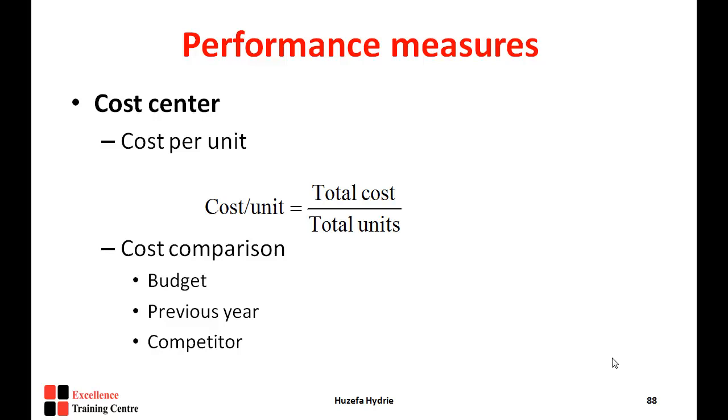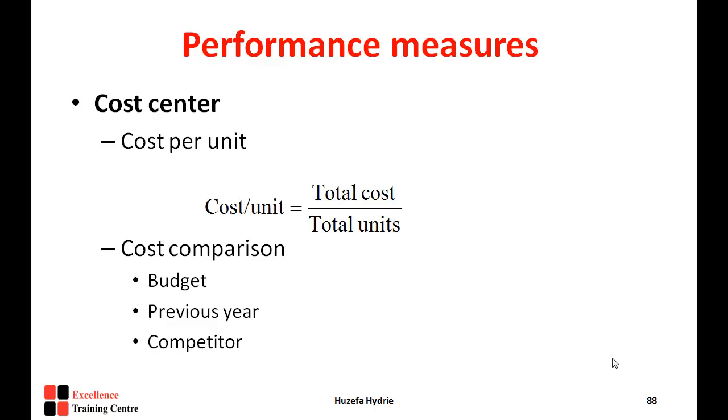Now, when we are comparing the performance, or when we are comparing the cost, we can compare it either with the budget that we have made, which is also known as forecast. We can compare it with the previous year. So, let's say previous year my cost was 10, this year my cost is 11, it has increased. What are the factors? If it is inflation, okay, fine, we cannot control inflation. But if it is, let's say, wastage of raw material in the making of products, then it should have been controlled, isn't it?